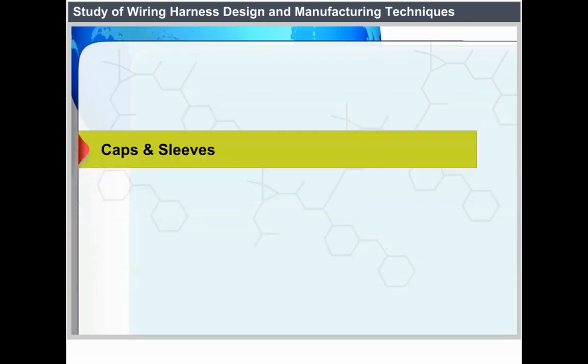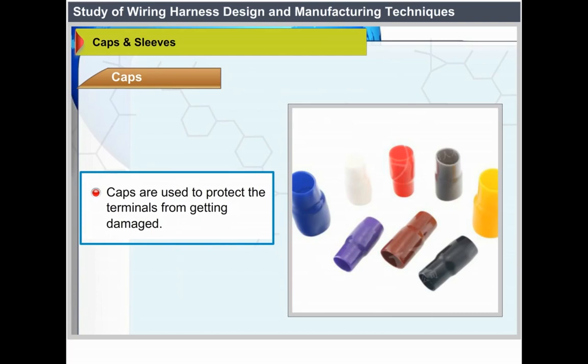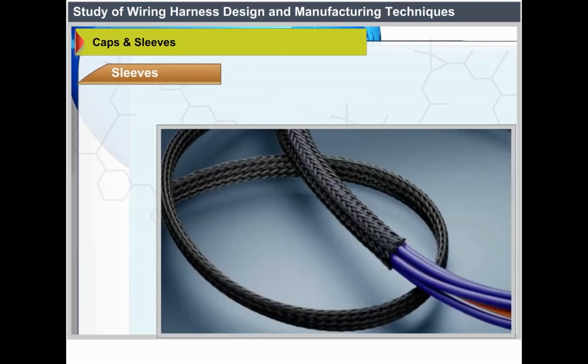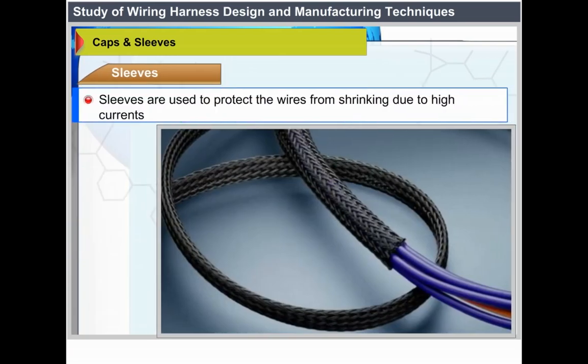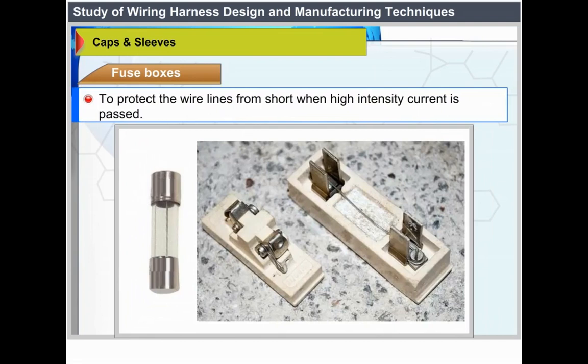Caps and sleeves. Caps. Caps are used to protect the terminals from being damaged. Sleeves. Sleeves are used to protect the wires from shrinking due to high currents. Fuse boxes. Fuse boxes protect the wire lines from short circuits when a high intensity of current is passed.